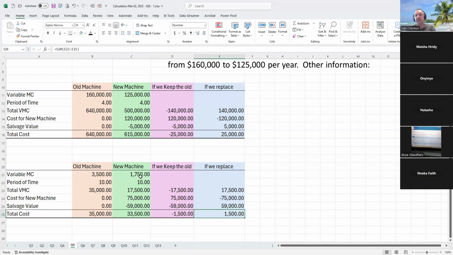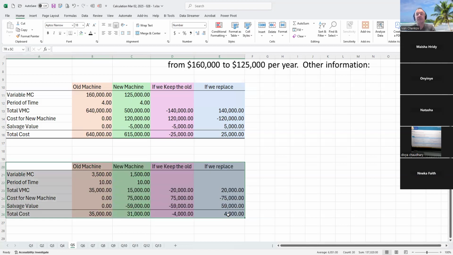The other option is to reduce the gas consumption. If the gas price goes down, or if I use my hybrid car more efficiently and reduce the cost by 1,500 per year, that can generate even more saving and can justify the purchase of the new car. So do you understand this logic now? This is for the car.